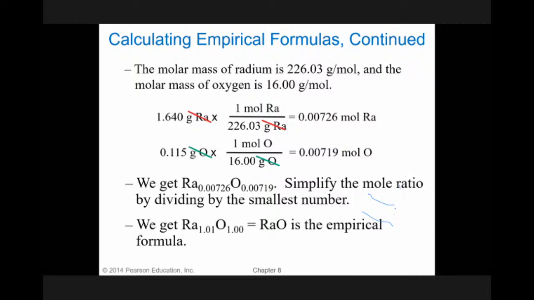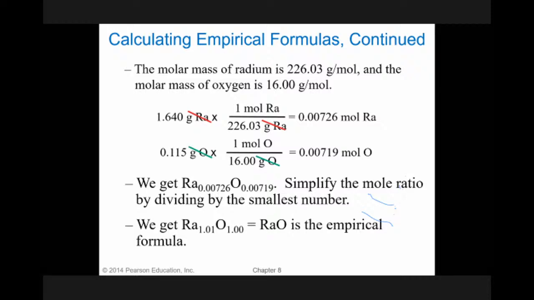Okay. So you take this small number, 0.00719, and divide the number by itself. Then also divide the large number by the small number, 0.00719. When you do that, you get something like this. But the subscript must be a whole number, so we're going to round this off. So now you get RaO. You see that now? The RaO is your empirical formula. You see how we get an empirical formula?